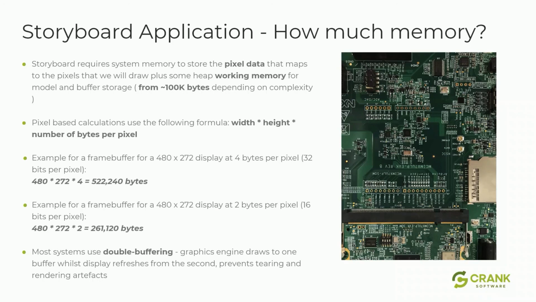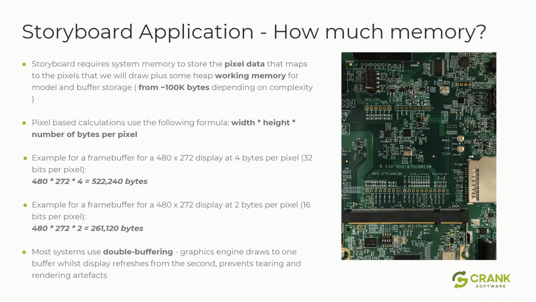And on top of that, we need to consider the display. So for a 480 by 272 display, like we'll have on the board, you're looking at 500K or so if you're using 32 bits per pixel, or 260K for a 16-bit, 2 bytes per pixel display. And critically, also most systems use double buffering.